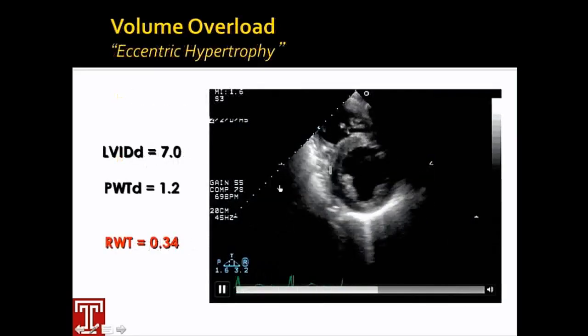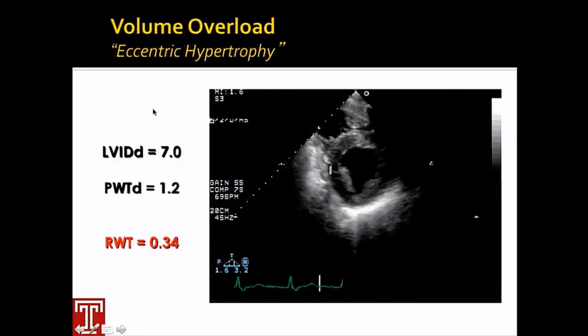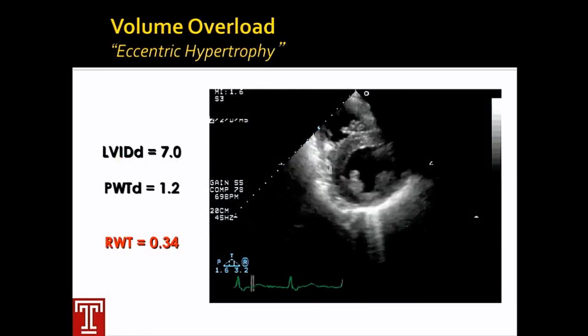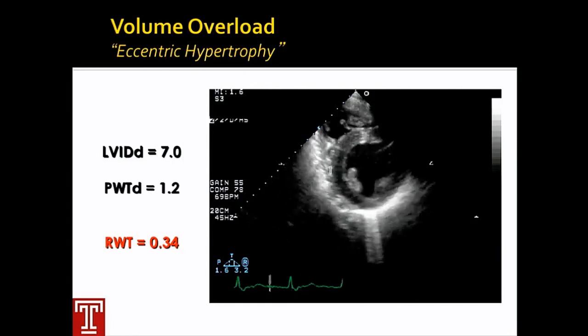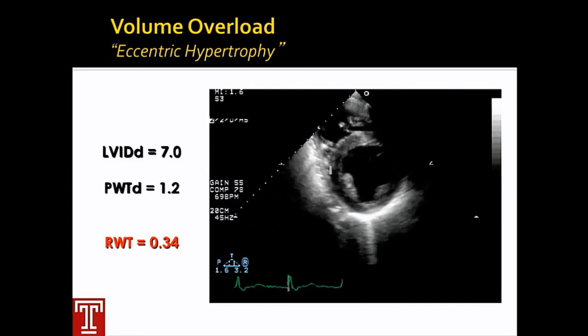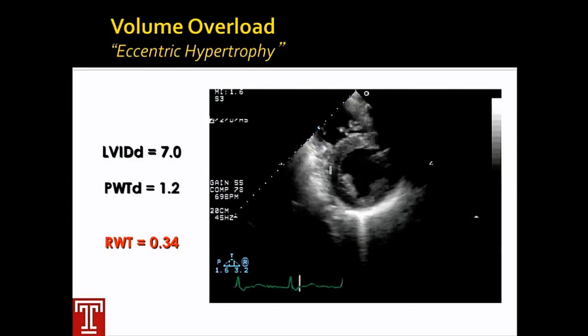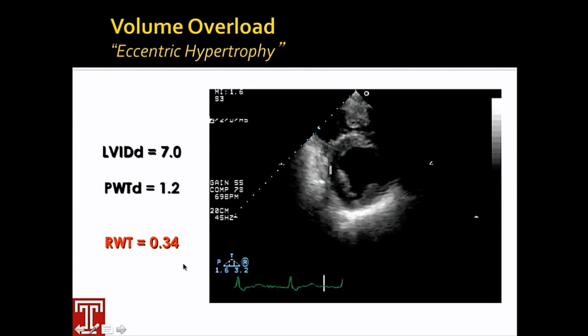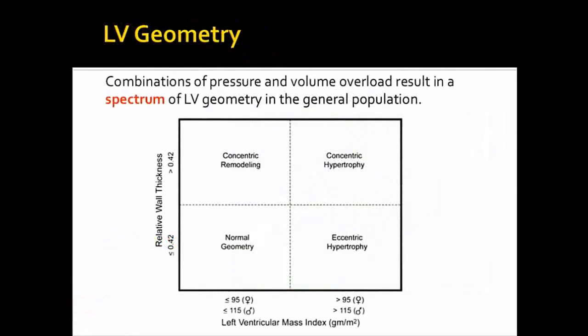And this is an example of a more volume overloaded, otherwise known as eccentric hypertrophy, ventricle. The left ventricular internal diameter is dilated. It's 7.0 centimeters. The posterior wall is thick. It's 1.2 centimeters. The relative wall thickness, though, is 0.34. So this is a volume overload hypertrophy. This has shown up on both my certification exam and my recertification exam.